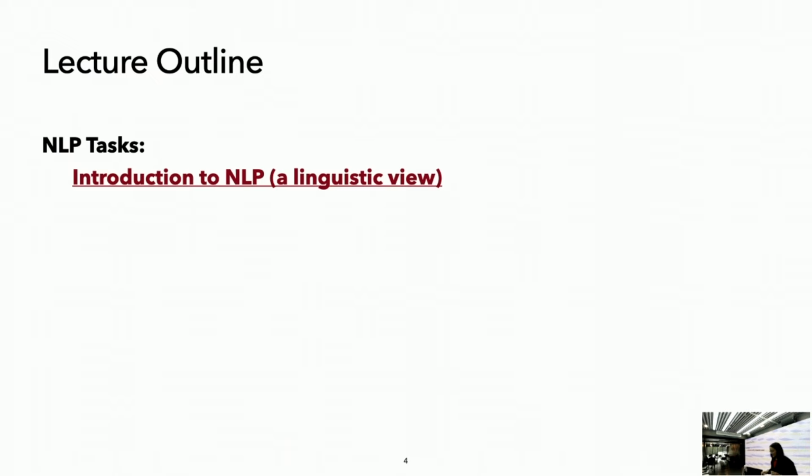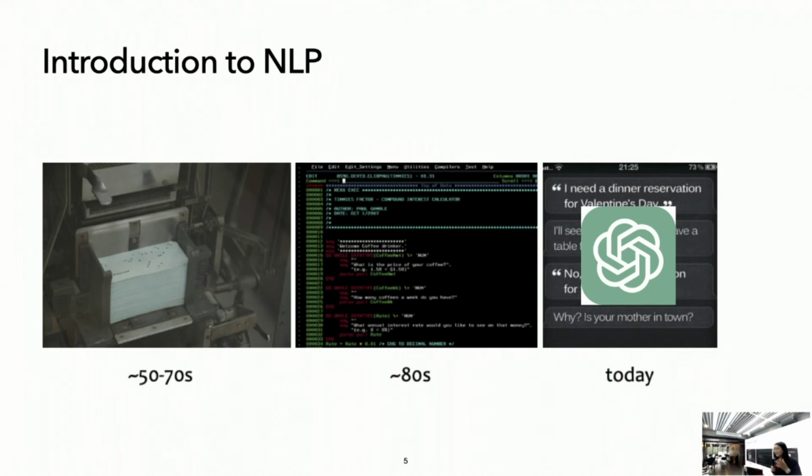The field actually progressed a lot. If you think about the 1950s to 1970s, we communicated with computers through tape with instructions. And around the 1980s, you could write code to let it perform certain tasks. Today, or even a few years ago, you can use Siri. Today, a lot of those are through ChatGPT. This is something released late last year.